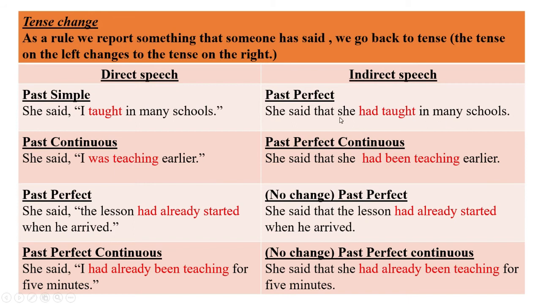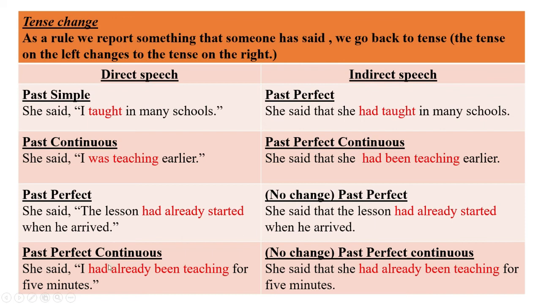And this sentence, she had taught in many schools, is past perfect. Past continuous: she said I was teaching earlier. And past perfect continuous: she said that she had been teaching earlier. Past perfect: she said the lesson had already started when he arrived. And no change, past perfect: she said that the lesson had already started when he arrived. See, there is a change only in the linker, right? But the tense has no change.